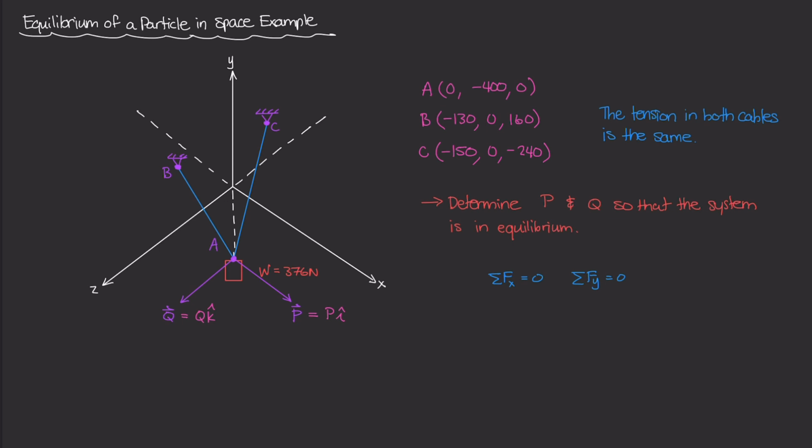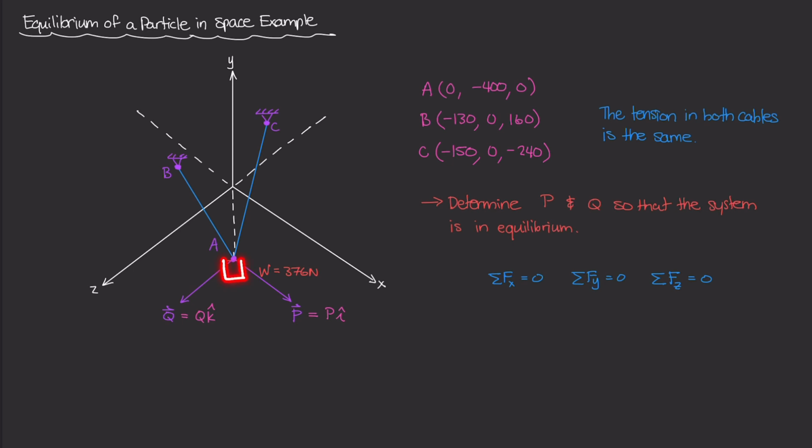In this case, we just have one more component to worry about, one more direction, and that of course is the z direction. So for systems in equilibrium in 3 dimensions, the sum of the forces in the z direction must also equal 0. So how can we use this knowledge of equilibrium to figure out what P and Q are? Well, if we know that P and Q are keeping this entire system in equilibrium, then we would need to know the x, y, and z components of all of the forces that are acting at point A, right? That is the particle that is in equilibrium.